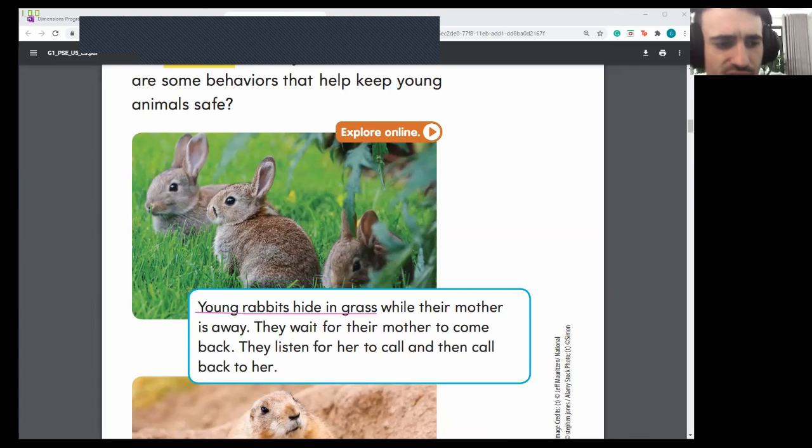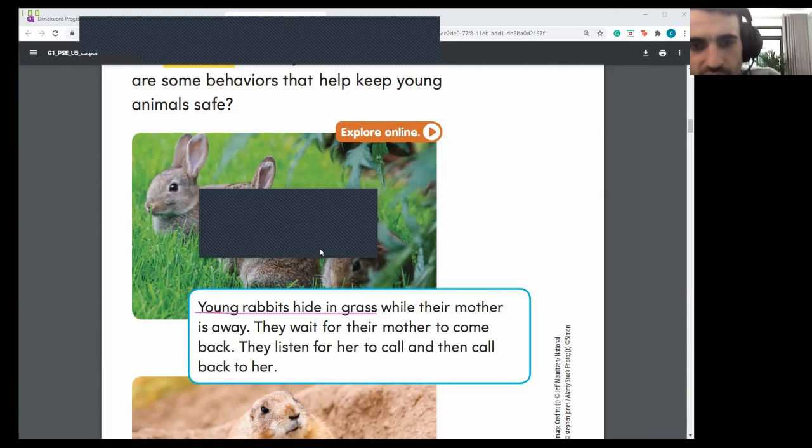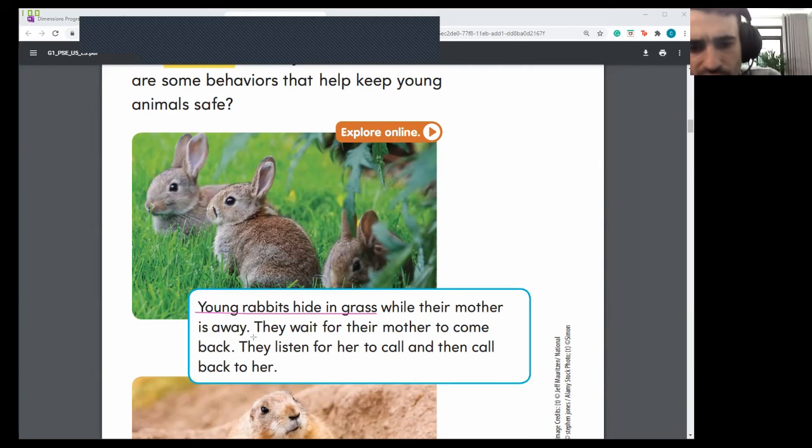What is our second behavior? How about Hai Nam? Hai Nam, what is our second behavior that they are doing? They wait for their mother to... Exactly. Hai Nam got the second one. They wait for their mother. So they're hiding and they're waiting for their mother. What's the third behavior? There's actually 4. Hai Nam found a fourth one.